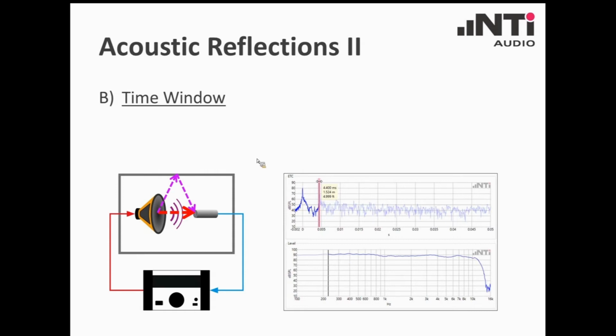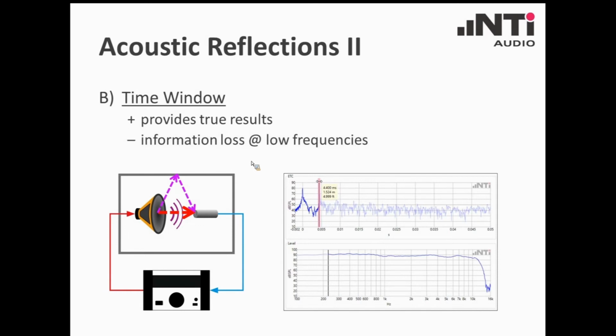Now, if I summarize, it means that time window application provides true results. However, there is also a disadvantage, because we are losing information here in the low frequency range. By cutting off this part of the signal, the long-term reaction plus the reflections, of course, we lose the information for these lower frequencies. So that is the drawback, the compromise we have to take when we apply this method.